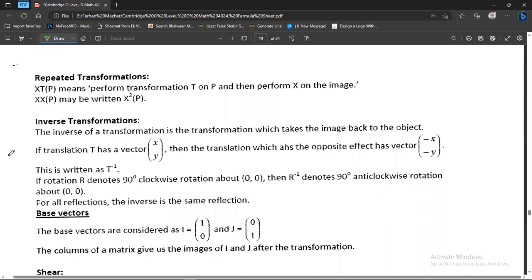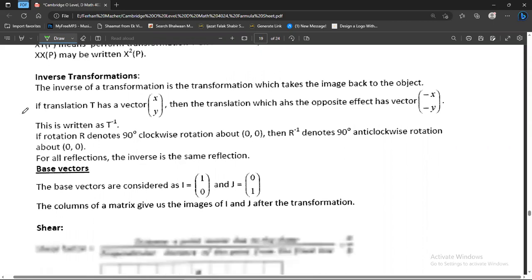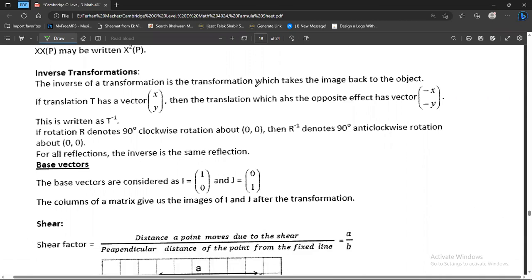Repeated transformation. For example, if they say xp, it means perform transformation p on the object and then perform x on the image. xp may be written as x squared p if you have to do the same transformation 2 times. Inverse transformation. The inverse of a transformation is the transformation which takes the image back to the object.